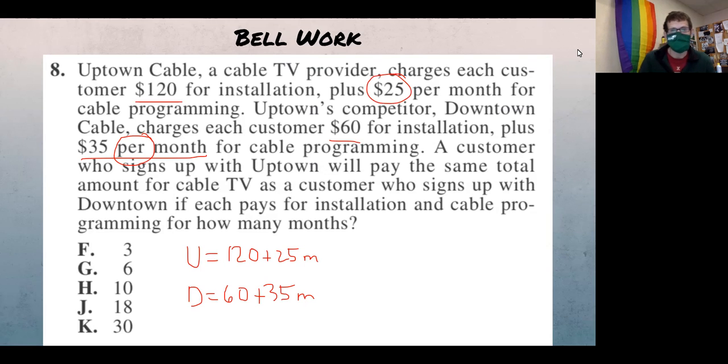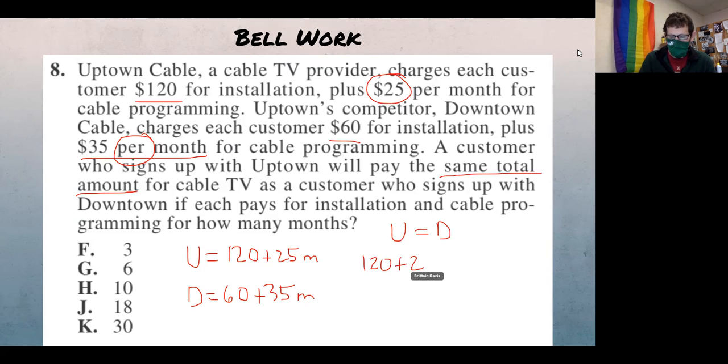So the question is, let's see, where does it say it? We'll pay the same total amount. Essentially, when do these totals come out to be the same? And the way we can figure that out is saying that's whenever it costs the same for Uptown versus Downtown. So I have some equations for that. I have expressions.